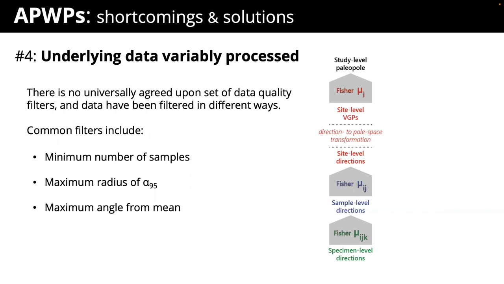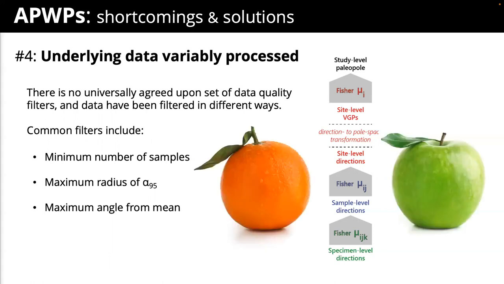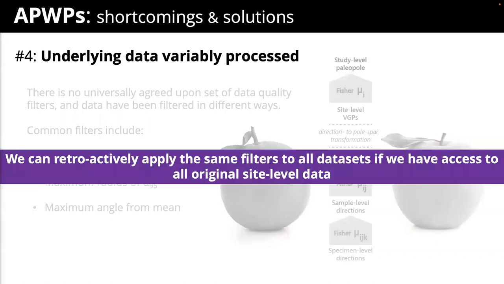So Dawei also talked about this: the number of samples per site, how big should the alpha 95 on a given site be allowed, or how large of an alpha 95 should we allow in any given site? How large can the angle from the mean be before we toss it out or label it as transitional and kill it? In the end, we're working with apples and oranges and bananas and strawberries and lots of other fruits, because the way that we filtered our data is invariably very different from one study to the next. So if we're working with the original site level data, we can actually retroactively apply the same filter so we can homogenize our data treatments across the entire collection.